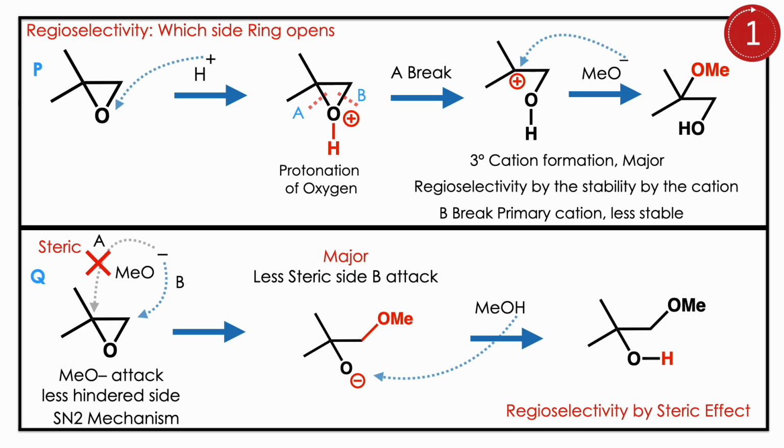Here A is sterically hindered, B is less hindered, so attack happens on the B side. The ring opens on the opposite side compared to the SN1 pathway. So the final product is the alcohol, which is different from the acid condition. The concept we outlined here is two different reagents, two different regioselectivities. So reagents can control the regioselective pathway.